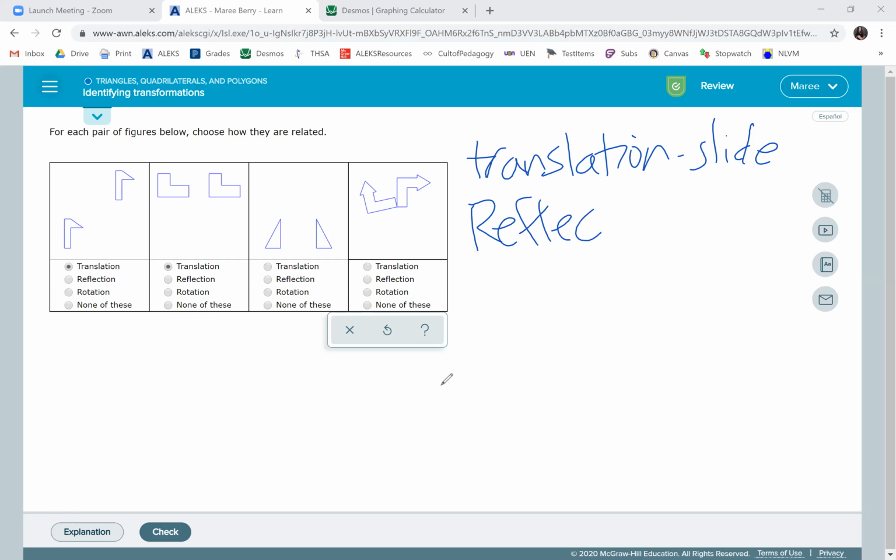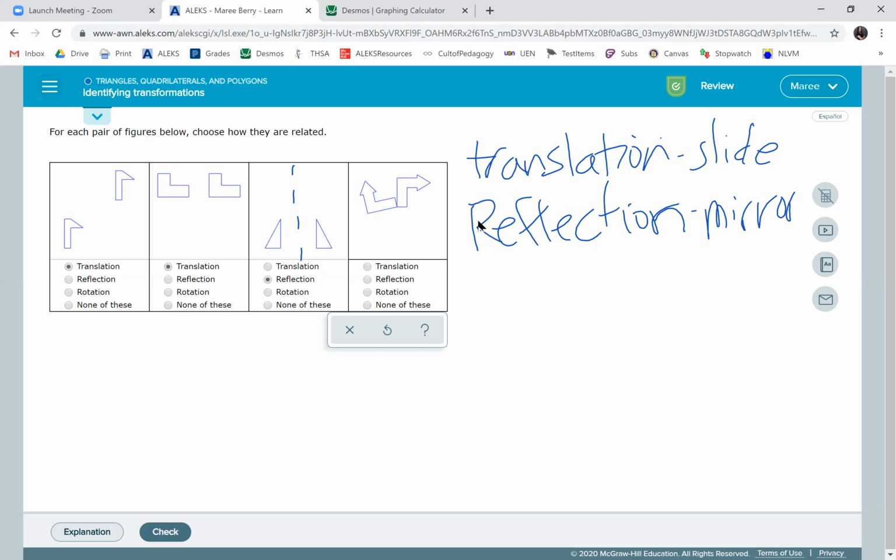And a reflection is kind of like a mirror image. So if you were to draw a line between them, like in this case, if we drew a line right down the middle, it would almost be like if you folded that paper right on the line, those two pieces would match up together. This particular one is a reflection. This one is not because it's not sitting the same way.